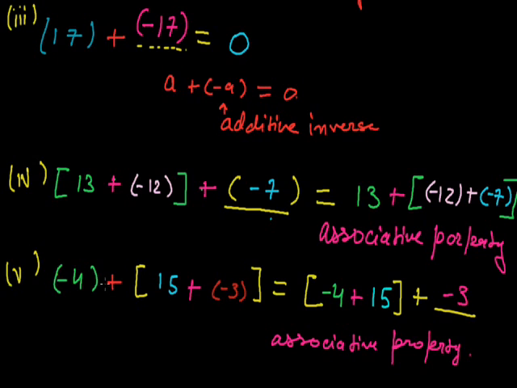Here if you want to check it out, 15 plus minus 3 will give you 12. 12 minus 4 will give you 8. If you do the addition here, minus 4 plus 15 will give you 11 and 11 minus 3 will give you 8. So both sides are equal. So you can see that the associative property of addition is being used here.